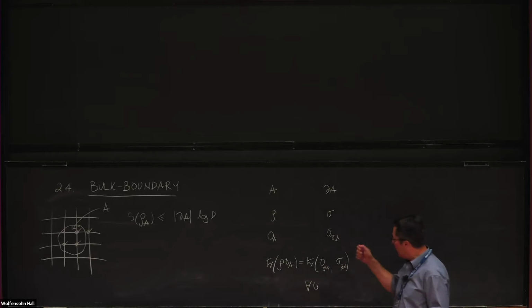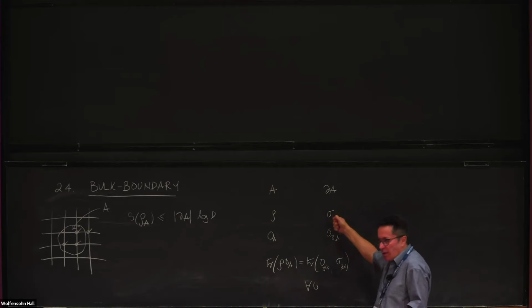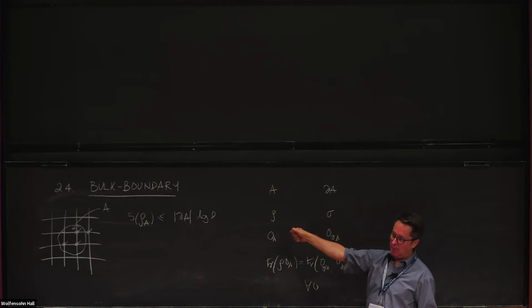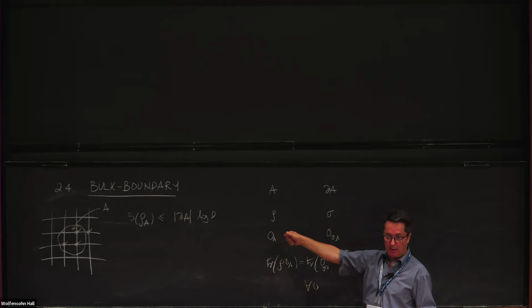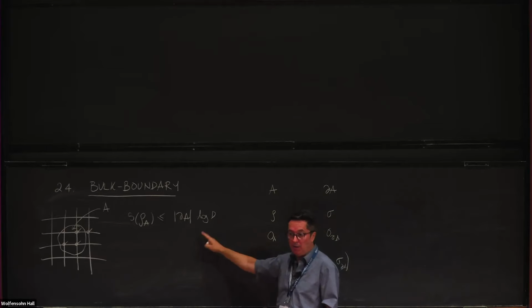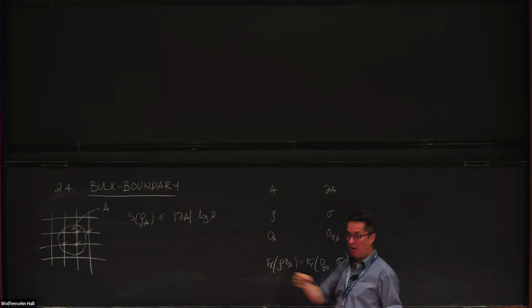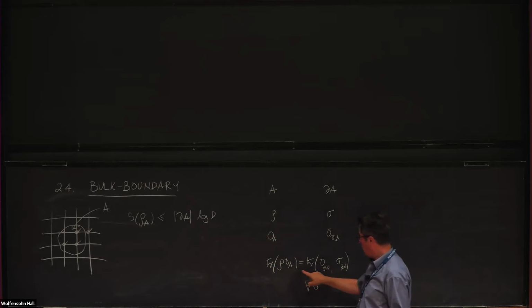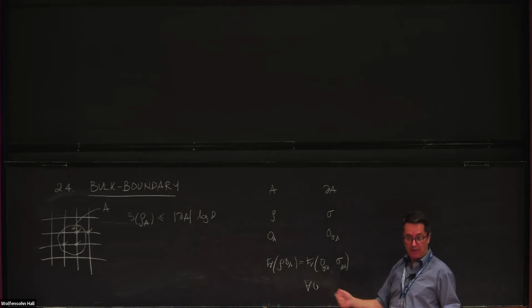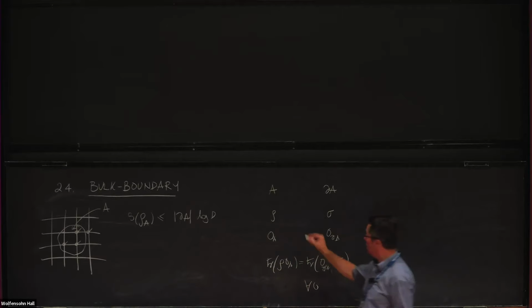Namely, that I can define a theory that lives only in the boundary and that predicts all possible expectation values of my system. This is what is suggested by this formula, and this is what you can construct explicitly with tensor networks. In fact, this condition tells you that this has to be an isometry, so the distances are conserved, so this must be an isometry.